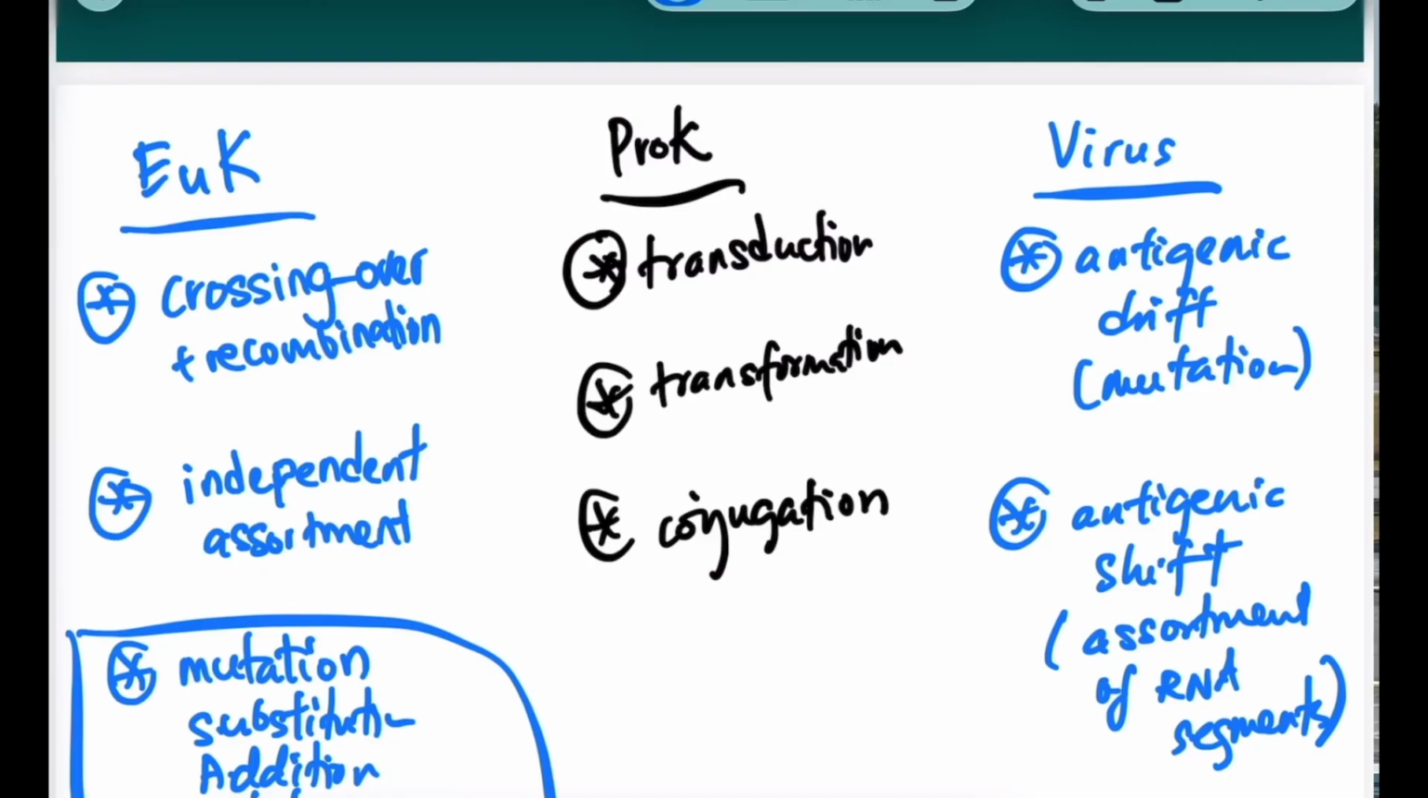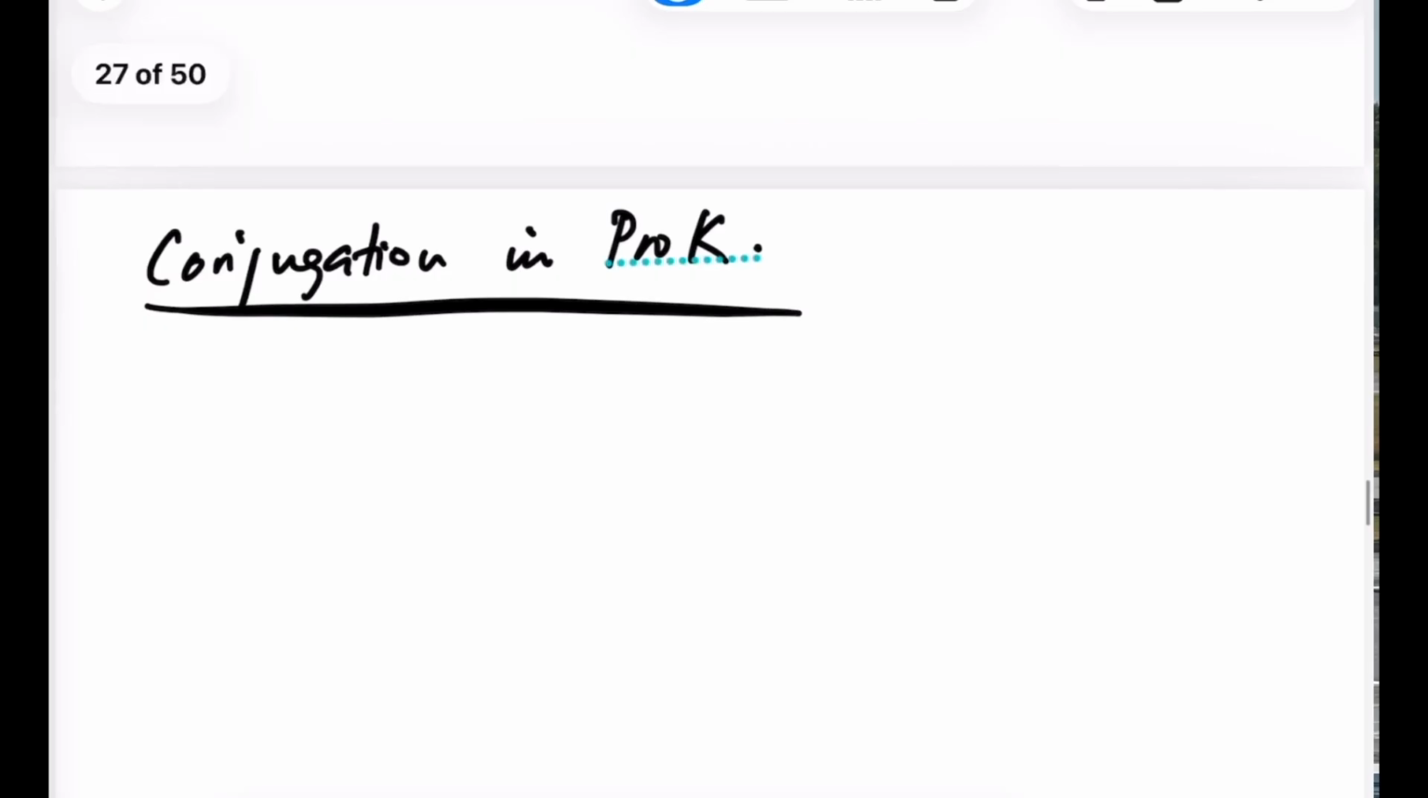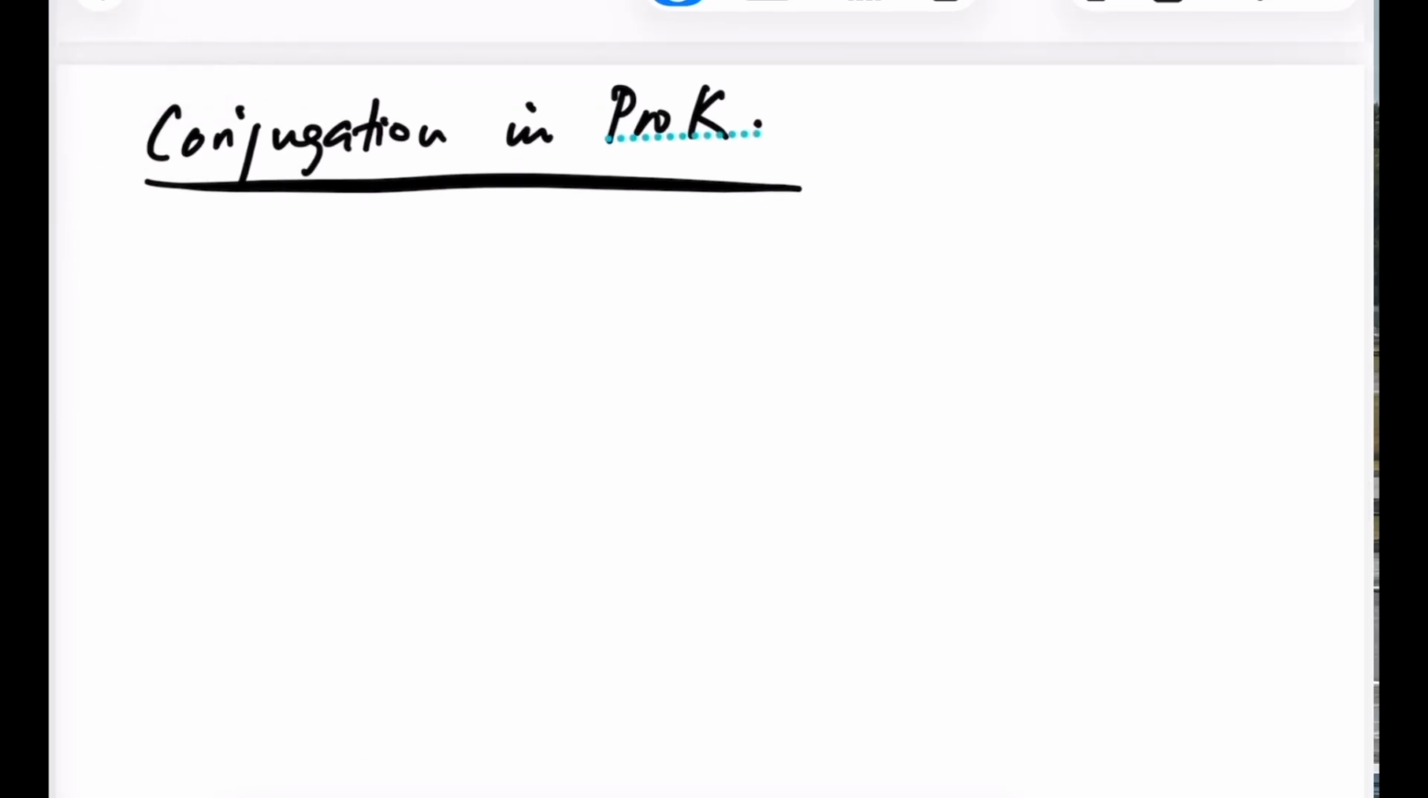Okay, so conjugation is one of the processes in prokaryote that can actually transfer genes from one to another. It is actually the better method, because if you think of transformation, you actually get bits and pieces of DNA in the environment that should go into the cell. So it may not be a complete gene, so it may not be that useful.